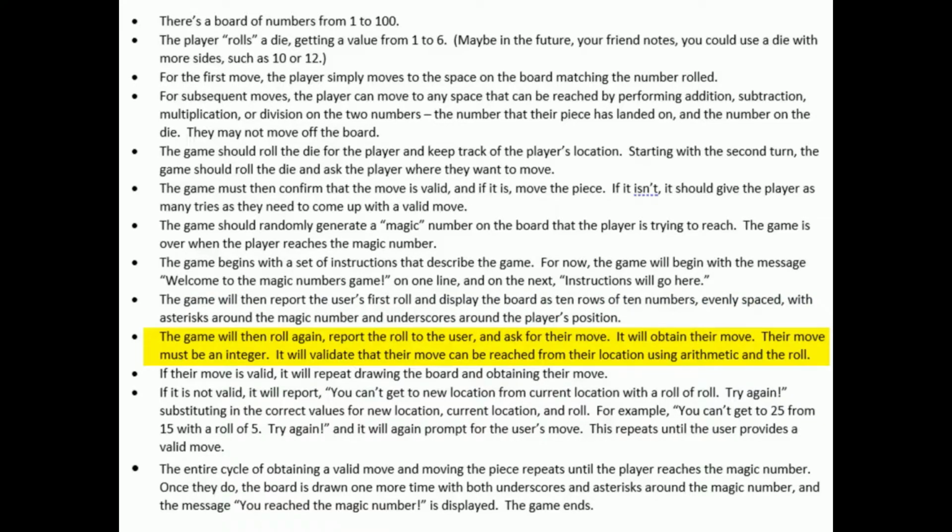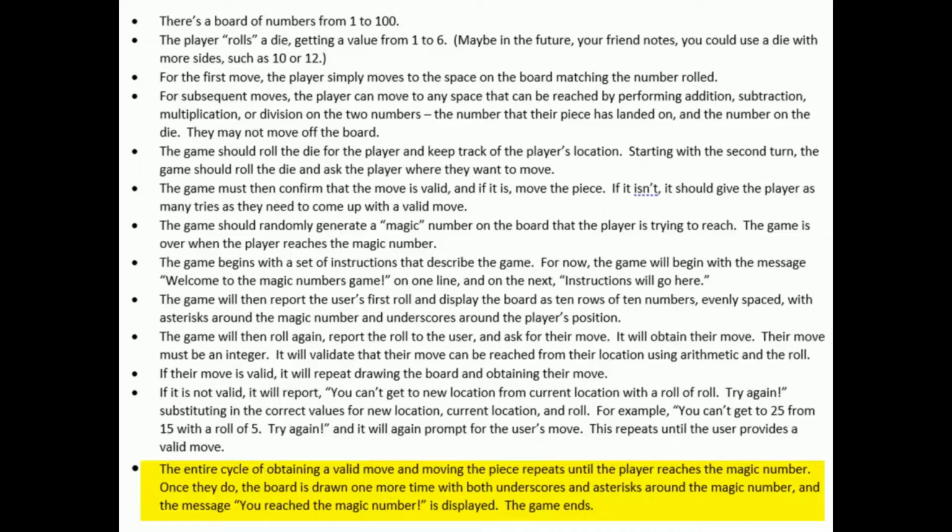Their move must be an integer. It will validate that their move can be reached from their location using arithmetic and the roll, and if their move is valid, it will repeat drawing the board and obtaining their move. If it is not valid, it will report, "You can't get to new location from current location with a roll of roll. Try again," substituting in the correct values for new location, current location, and roll. For example, "You can't get to 25 from 15 with a roll of 5. Try again," and it will again prompt for the user's move. This repeats until the user provides a valid move.